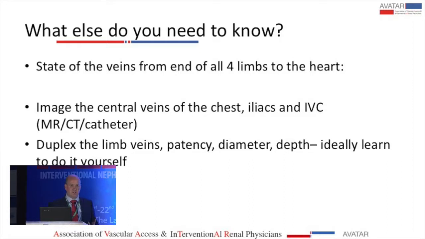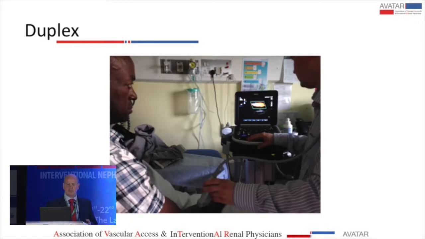Duplex is the best way to do this, and I'd suggest if you're going to do this type of work that you do learn to do it yourself. A report cannot convey the details of how deep the vein is, how close it physically looks, how easy this looks. When you're experienced at creating fistulas, you know by the scan how difficult something's going to be. So in our unit for the pre-dialysis population, for central veins, we use MR venograms. And in the dialysis cohort, we use CT venograms generally with reconstructions.